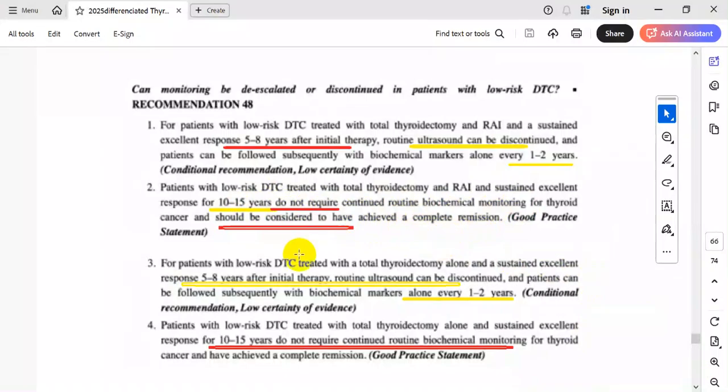For patients with low risk DTC treated with total thyroidectomy alone and sustained excellent response 5-8 years after initial therapy, routine ultrasound can be discontinued, and patients can be followed subsequently with biochemical markers alone every 1-2 years.